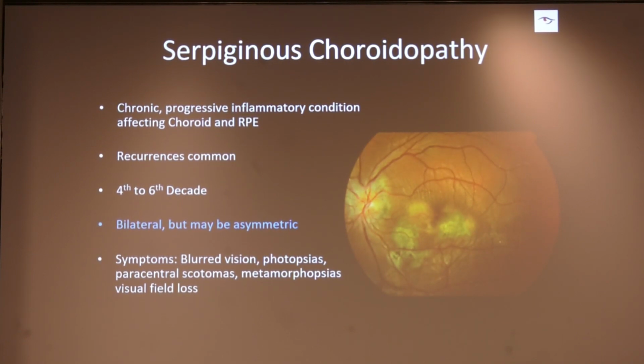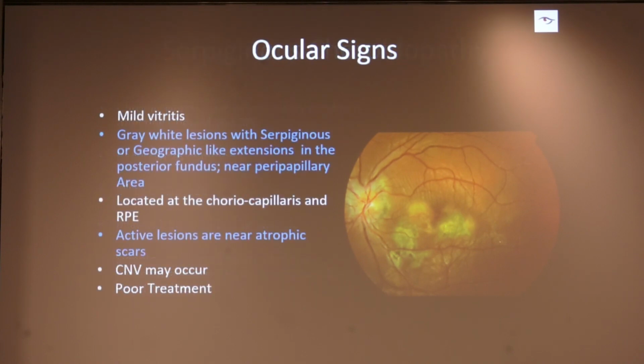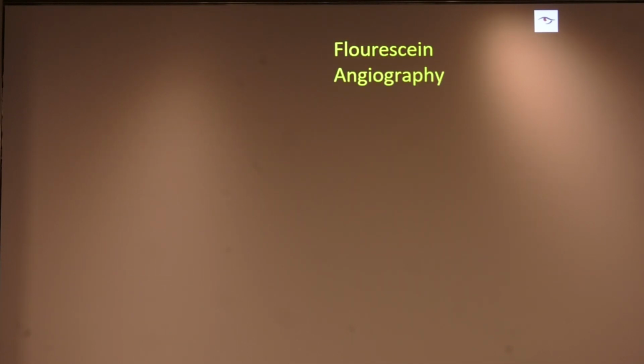Serpiginous is more the larger ones, and I think this is also bilateral, but maybe asymmetric. The recurrences are very common in this lesion, and typically you find them as a grayish-white lesion with serpiginous or geographic-like extensions in the posterior fundus, mostly near the peripapillary area, but they can be seen anywhere. Active lesions are actually at the edge of the atrophic scars, and CNV may occur in these cases, and the treatment responses could be poor.